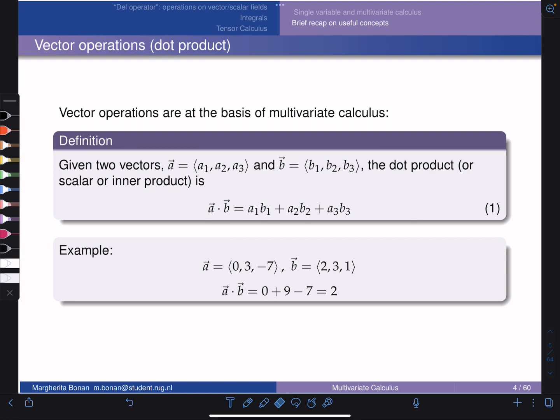We can see an example of this dot product, also called scalar or inner product, taking A to be 0, 3, minus 7, and B to be 2, 3, and 1. In this case, we have 0 times 2 being 0, then 3 times 3, 9, and minus 7 times 1, minus 7. So we have that A dot B is 2.